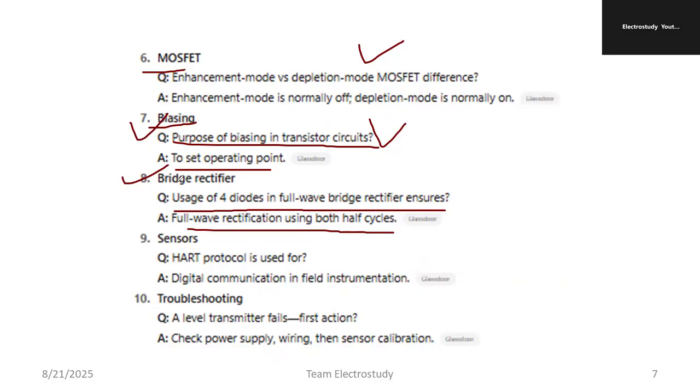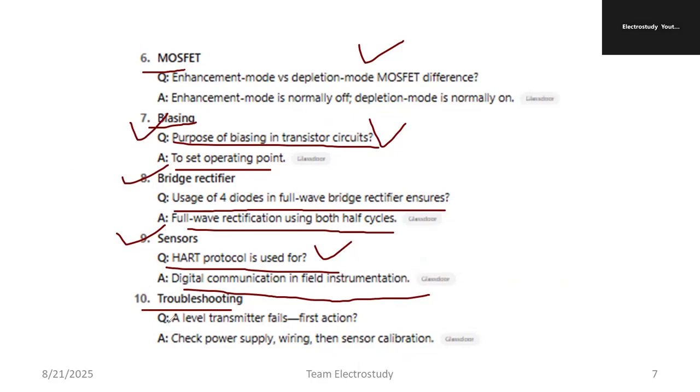Efficiency of a half bridge rectifier. Okay, then peak inverse voltage, PIV. What is the value of PIV in the bridge rectifier? What is the value of PIV in the center tapped rectifier? Such kind of questions also can be asked. Then sensors. Related question: HART protocol is used for digital communication in field instrumentation. It is a repeated question. Kindly make a note of this.